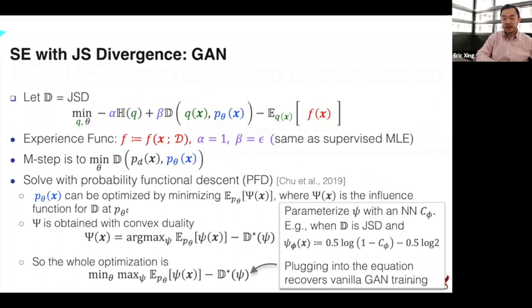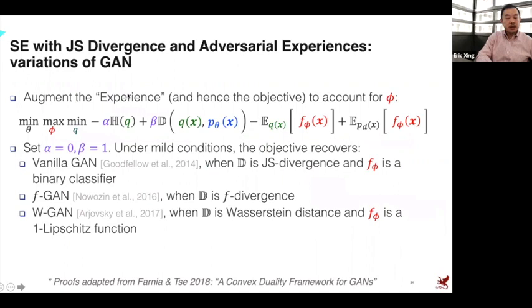So it's very mechanical, and then you can actually also take advantage of the fact that you can design freely and openly all sorts of experiences. So in here, you can further define this experience function f to be, for example, the feedback from adversarial classifiers, or some other type of mechanisms. And in this case, you can recover a couple of different variations of the GAN model, such as the F model, F GAN, the Wasserstein GAN, and so forth.